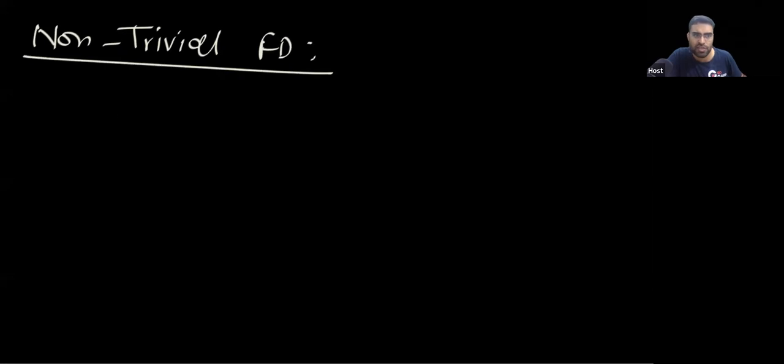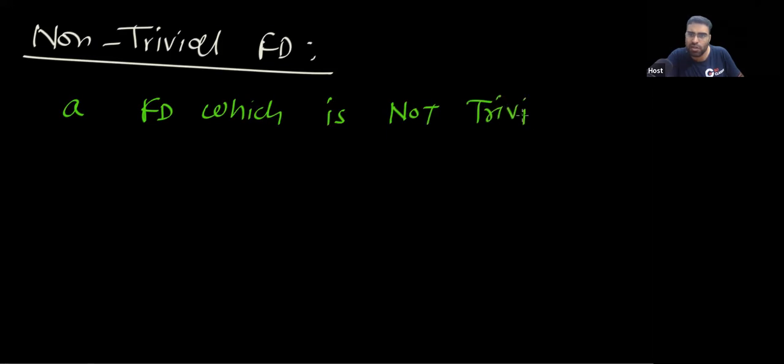Now tell me, when can I say a functional dependency is non-trivial? What is the definition of non-trivial functional dependency? The name itself is telling you: non-trivial means which is not trivial. A non-trivial functional dependency means an FD which is not trivial.